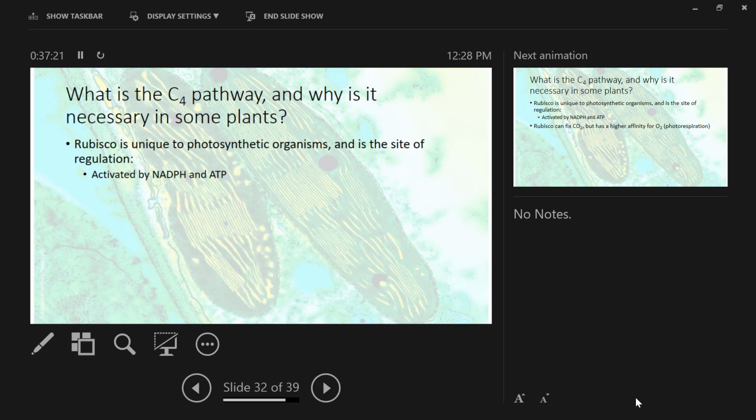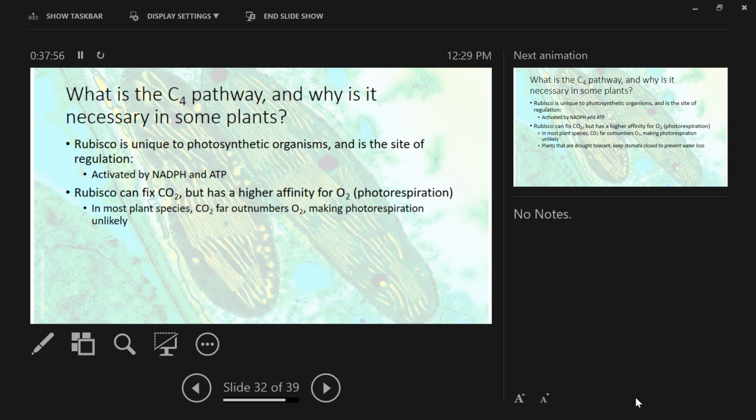What can potentially go wrong when Rubisco is activated? So Rubisco can fix carbon dioxide, and it does a wonderful job of this, fixing carbon dioxide so that then you can reduce it and ultimately generate G3P, which can be used by the plant to do a number of different things. However, it also fixes oxygen gas. We call this photorespiration. Now, in most plants, the amount of carbon dioxide in the tissues far outnumbers the amount of oxygen, and so photorespiration rarely happens.